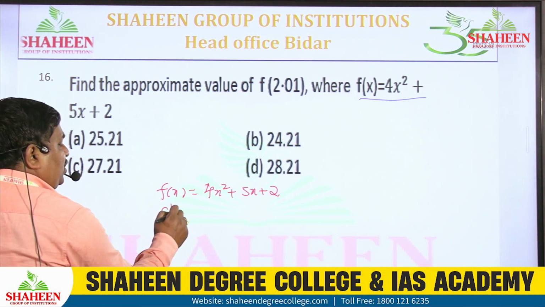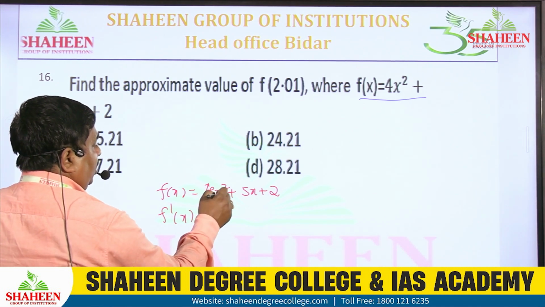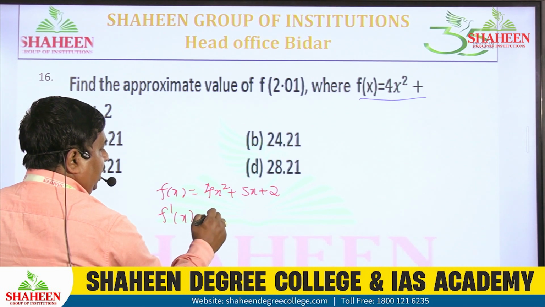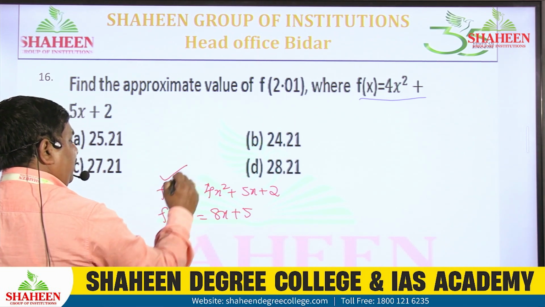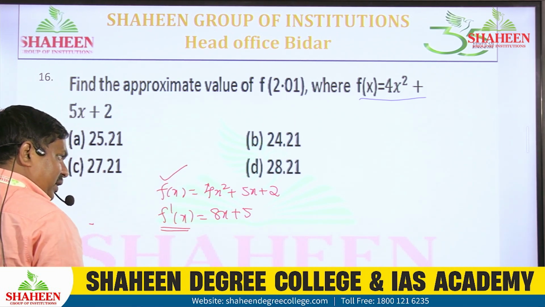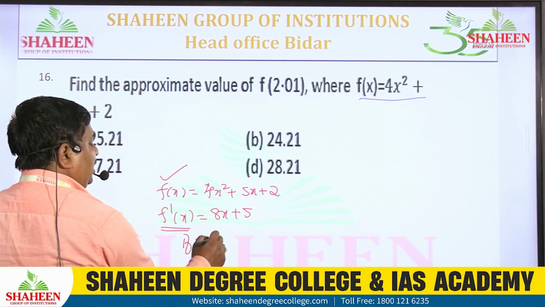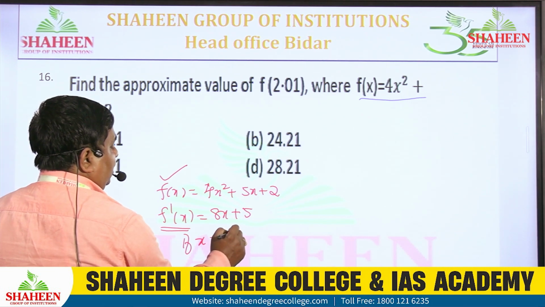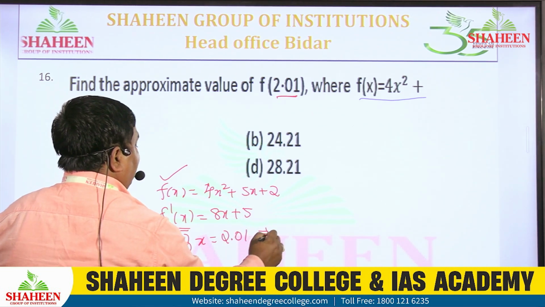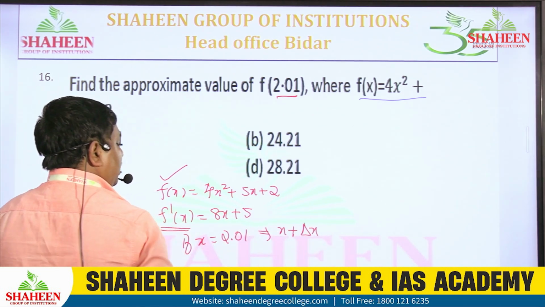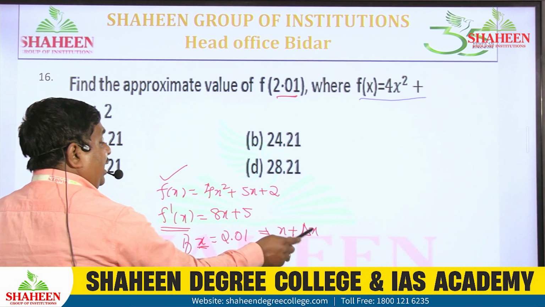Then f dash of x is equal to 8x plus 5, the derivative of 5x is 5. This is f of x and this one is f dash of x. Okay, if we have x equal to 2.01, this can be split as x plus delta x. So here we are finding f of 2.01, and this x we are writing as x plus delta x.